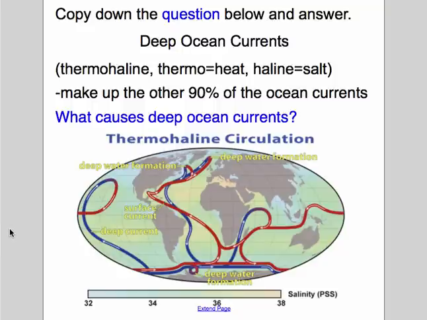There's another question. It's not directly related to a target, but it's really good to know. Deep ocean currents. What causes deep ocean currents? They also call this the thermohaline circulation, which is just a fancy word for saying heat and salt. And this actually makes up 90% of the ocean currents, or 90% of Earth's water in the oceans is moved through deep ocean currents. And they call this the global ocean conveyor. It really helps to distribute water around the planet.